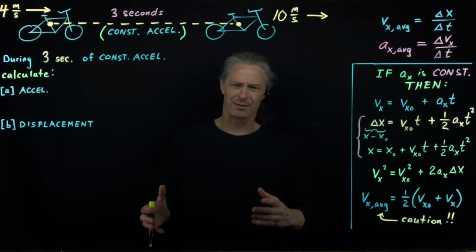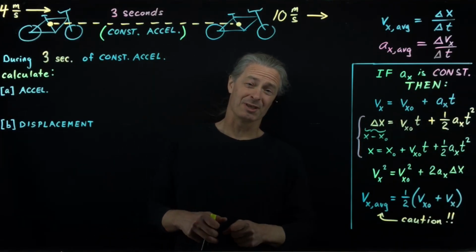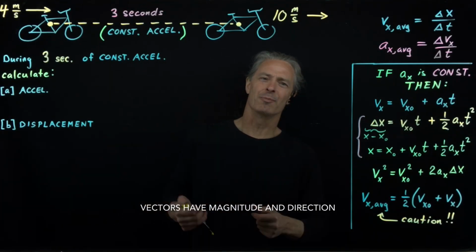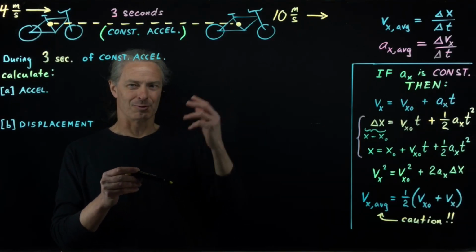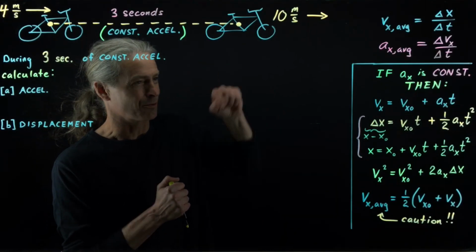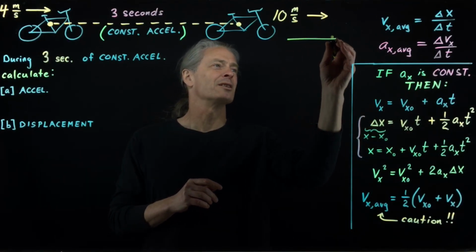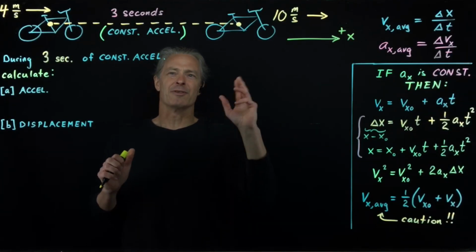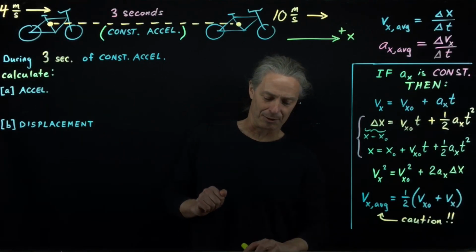Now, before I do anything, I need to choose a positive x direction. That's because things like displacements, velocities, accelerations are things with directions. And in a one-dimensional problem, we need to indicate directions with a positive sign or a negative sign in respect to some coordinate axis. All right, so I could choose my positive x direction to be to the right, or I could choose my positive x direction to be to the left. I'm going to choose my positive x direction to be to the right in this problem.